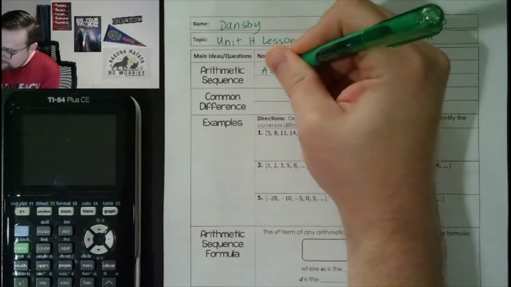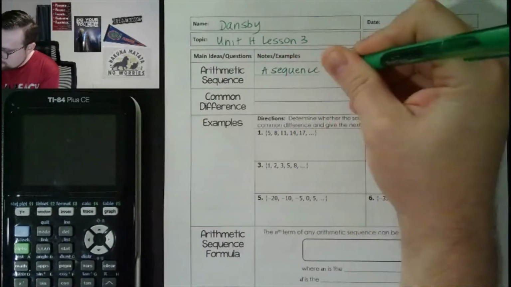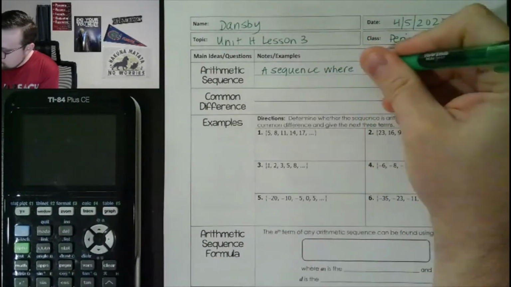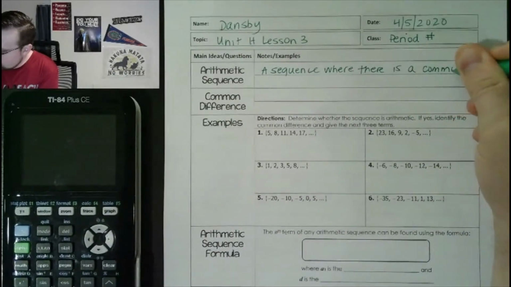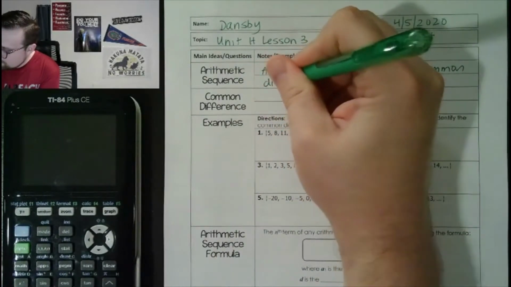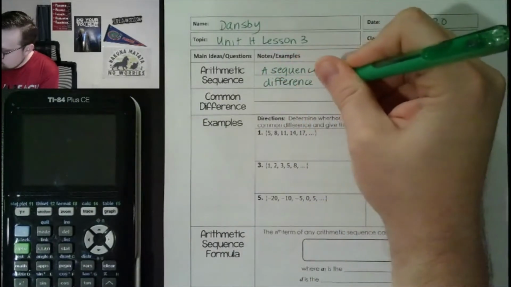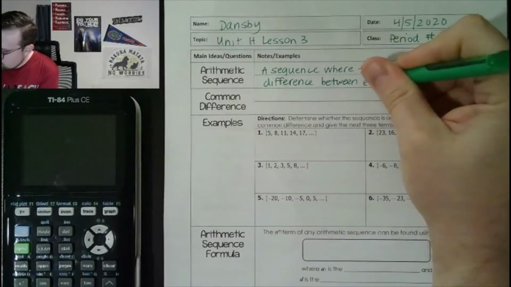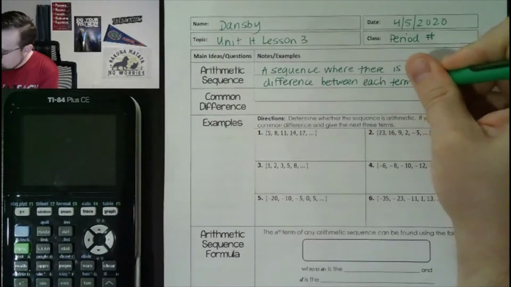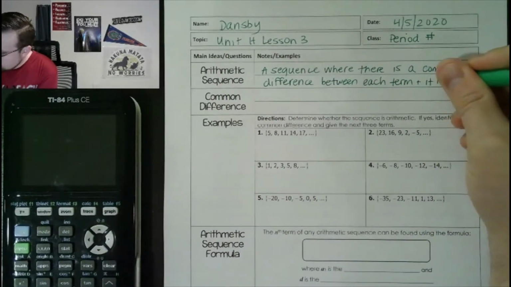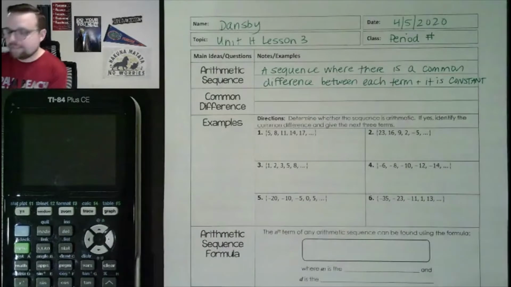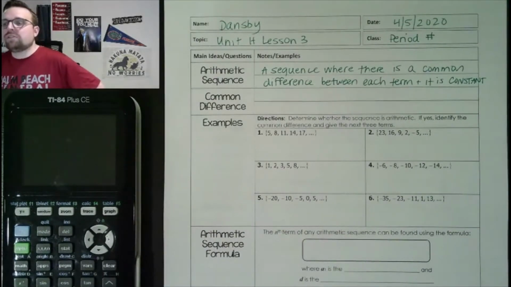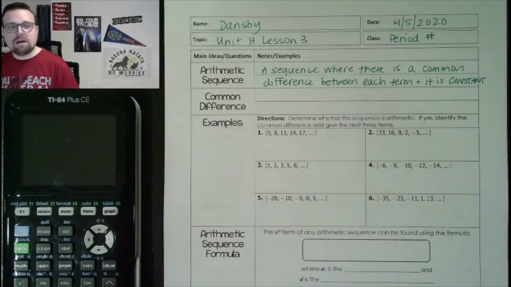This is a sequence where there is a common difference. Okay, it's a sequence where there is a common difference between each term and it is constant. Okay. The next term we're going to define is what is a common difference.